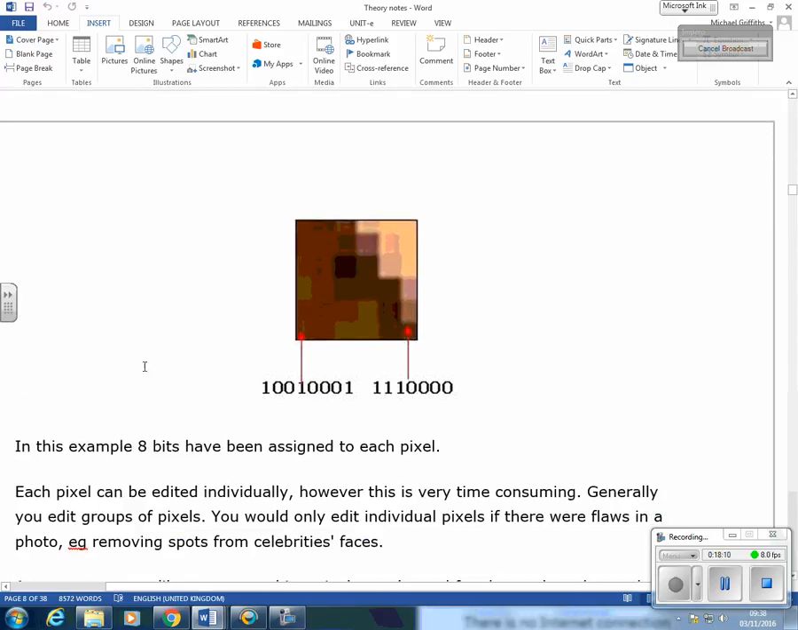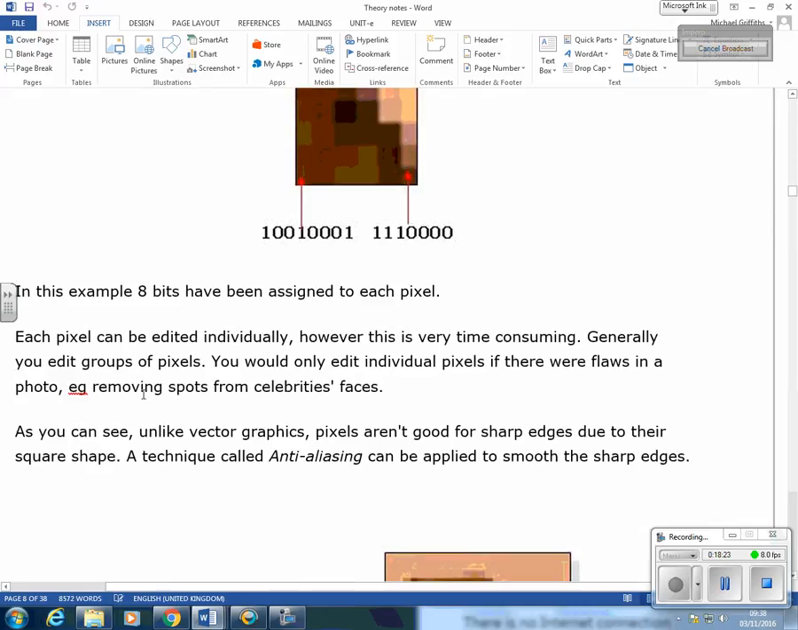Okay, so in that example there, eight bits have been assigned to each pixel to represent it in that image, okay? The more bits you assign to each pixel, the more colours that it can be represented. Does that make sense? Right?